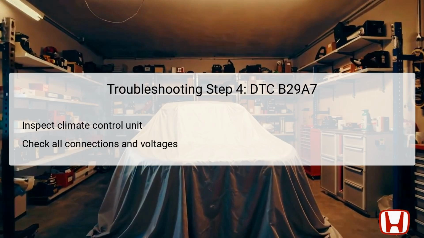The fourth step involves inspecting the climate control unit thoroughly to assess its functionality. With the rear mode control motor connector still disconnected, you will examine the climate control unit by measuring voltages at the connector B while the unit operates in the on mode. The output voltage should again be around 5 volts.